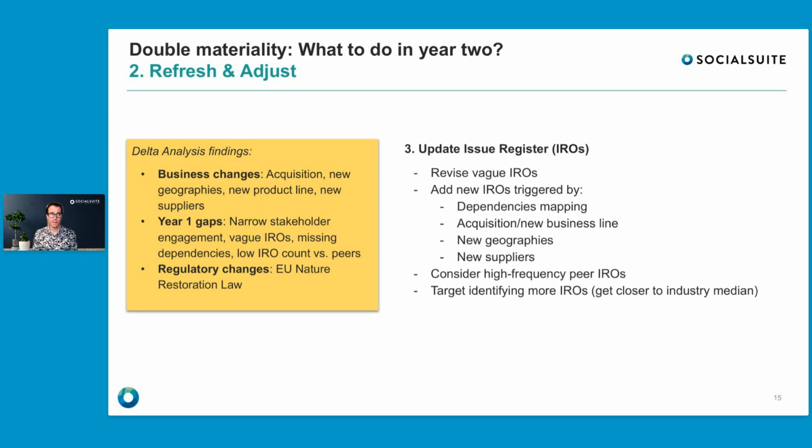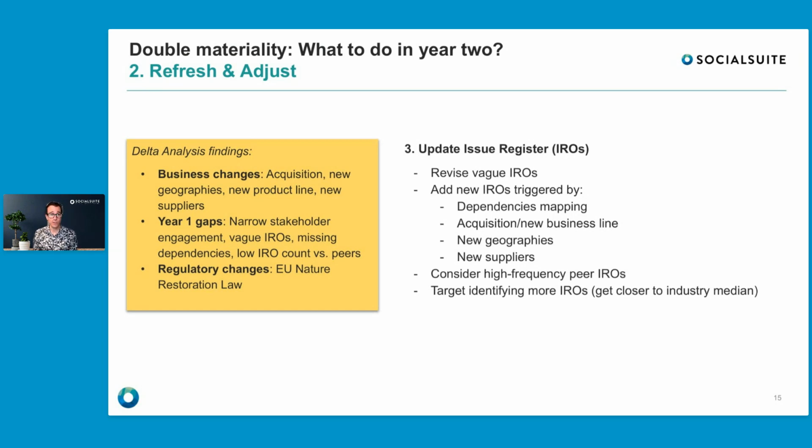Any new impacts, risks, opportunities triggered by the dependencies that we mapped in the previous step, the acquisition and the new business line that we added, the new geographies, new suppliers. So go kind of systemically through that and think about what has changed and how does that trigger new IROs.